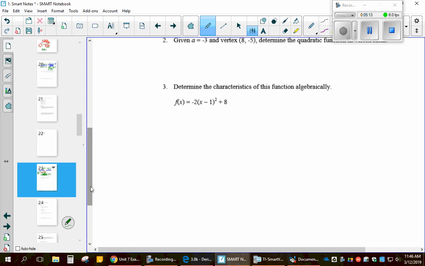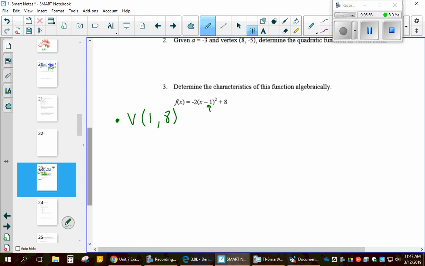Okay, this is a good one though. Determine the characteristics of this function algebraically. All right, so we've been given an equation in vertex form, right? And I need to find all my characteristics. What would be a good characteristic to just find right away with that? The vertex. It's right in that form, right? I can just say right away, the vertex will be at what? What's the x value? It's a -1 in the equation, so it's going to be (1, 8), right? That'd be my vertex.